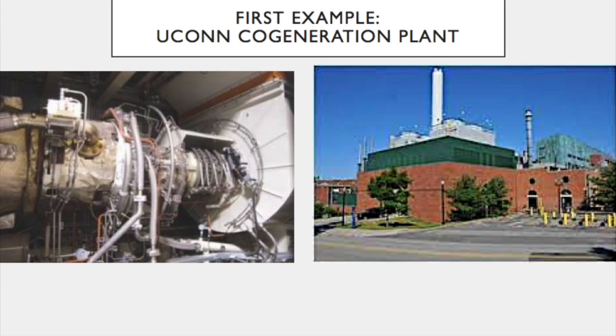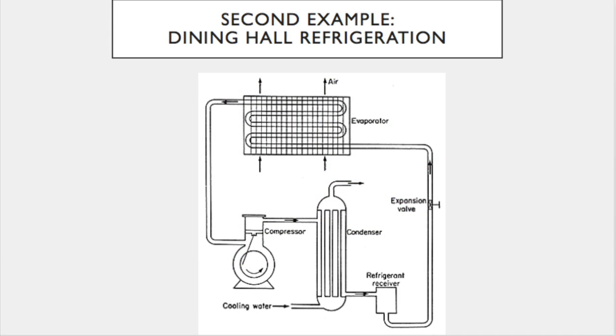The first example of a unit operation is the UConn cogeneration plant. The total process involves utilizing natural gas in order to generate electricity, steam, and chilled water to use at the UConn campus. The unit operation involved is a reaction process. The cogeneration plant uses natural gas with fuel oil as a backup to fire turbine generators to produce electricity. The waste heat from the turbine is used to produce steam, which is then used at a steam generator to produce additional electricity.